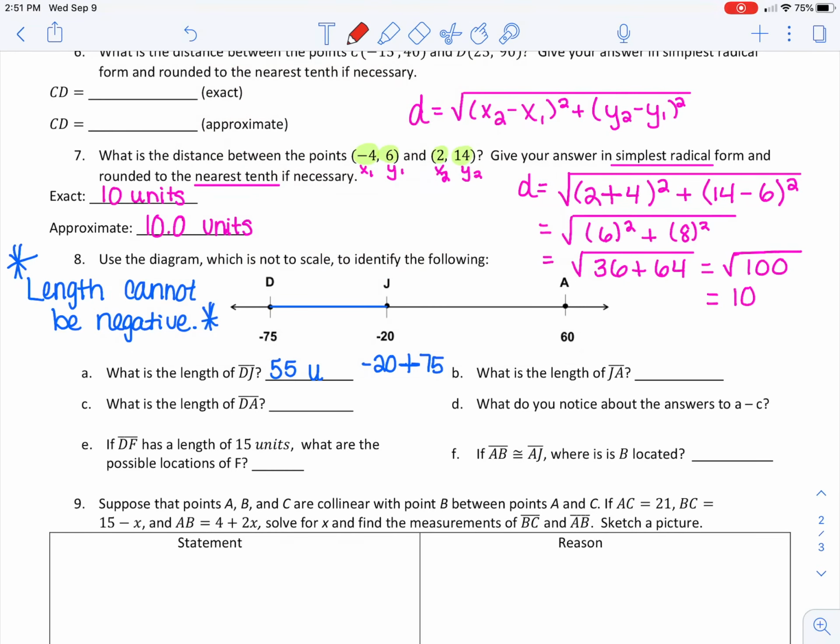Okay, then it's also asking for JA. Again, we're taking our bigger number and subtracting our smaller number. So our bigger number is 60 minus our negative 20. Those become positive and we get that JA is 80 units.